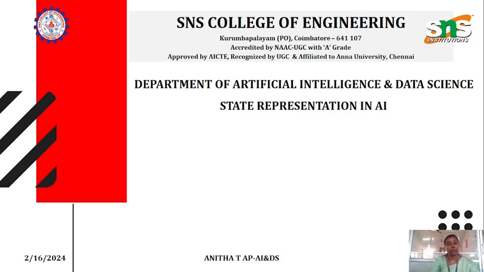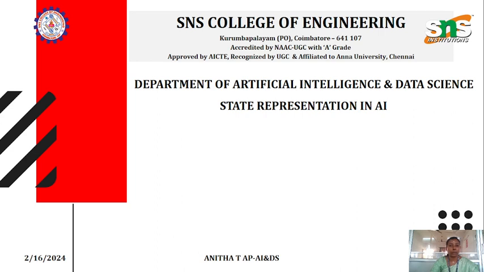Good morning. I'm going to discuss the topic state representation in artificial intelligence. In artificial intelligence, state representation is one of the most important parts. That is how to denote the symbols and objects in a machine-understandable format. So that is state representation in AI.